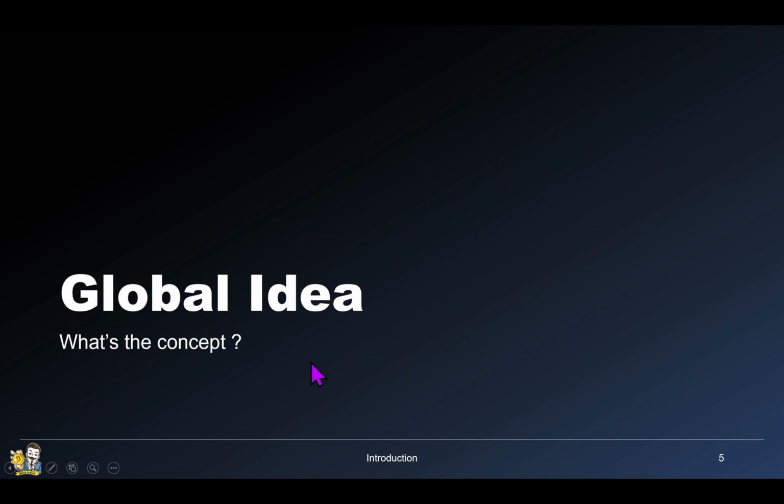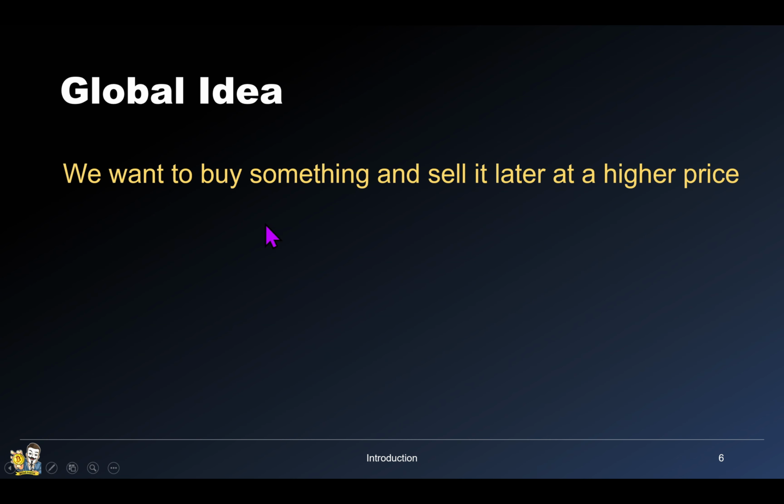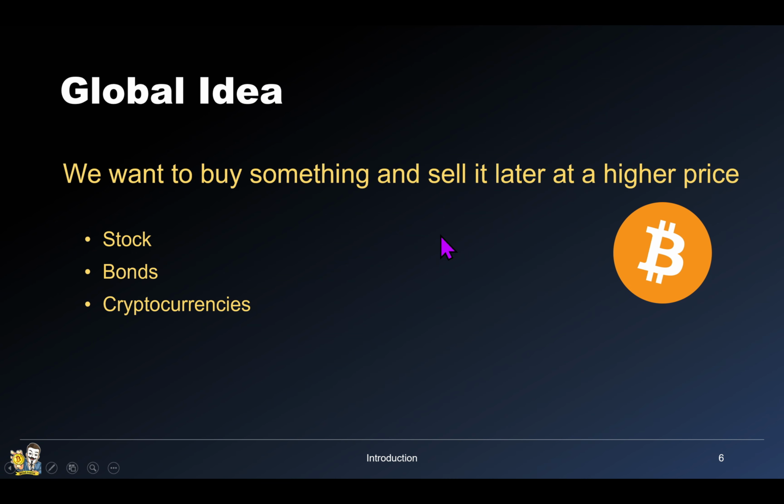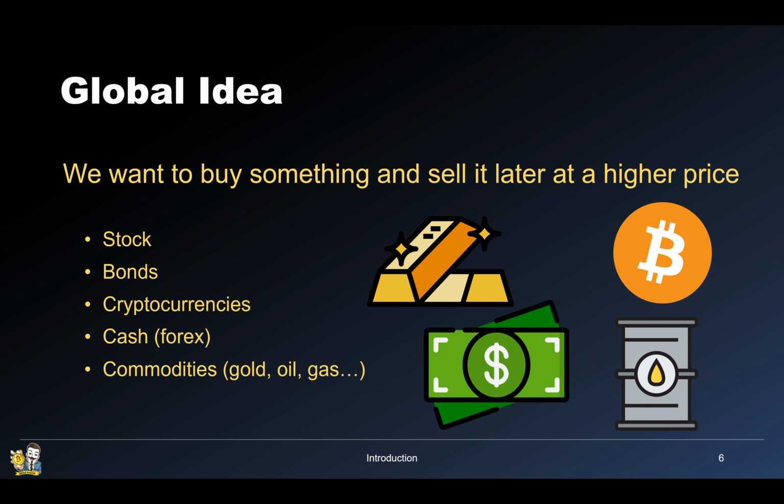So, what is the concept of trading? It's very simple. We want to buy something and sell it later at a higher price. That's it. It's the same concept as most businesses in this world. In trading, we can buy stocks, bonds, cryptocurrencies, cash, commodities like gold, oil, gas. Yes, you understood right. We can trade everything.